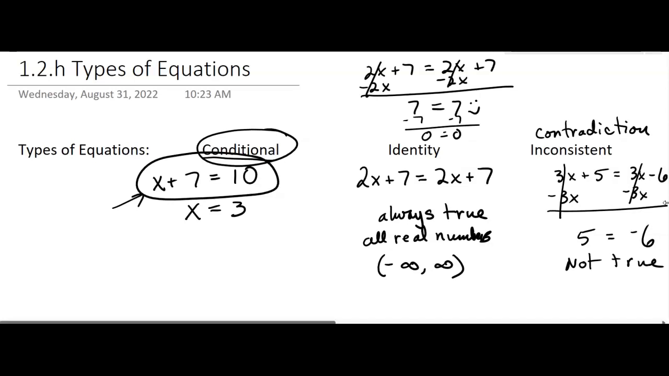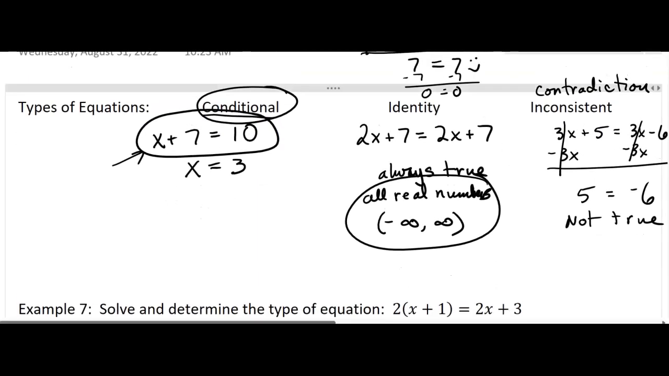So again, don't let it throw you. If you lose your x, it just means it's either an identity or an inconsistent equation. If it's an identity, then all real numbers, that's the solution. If it's a contradiction or inconsistent, then it means it's never going to be true. No matter what the value of x is, it's not going to be true, and that means there's no solution.